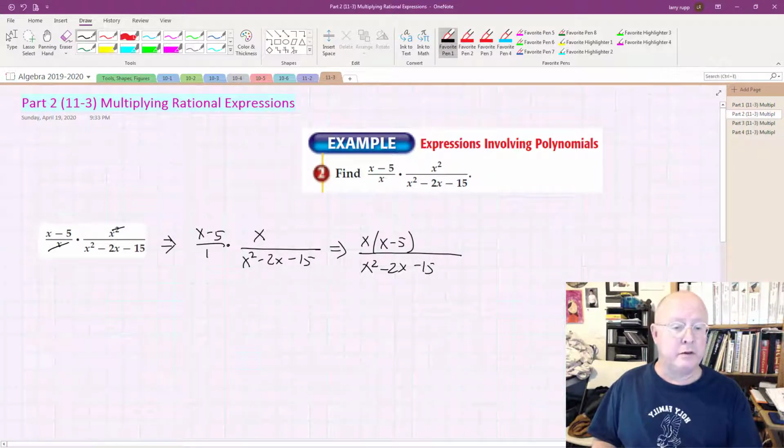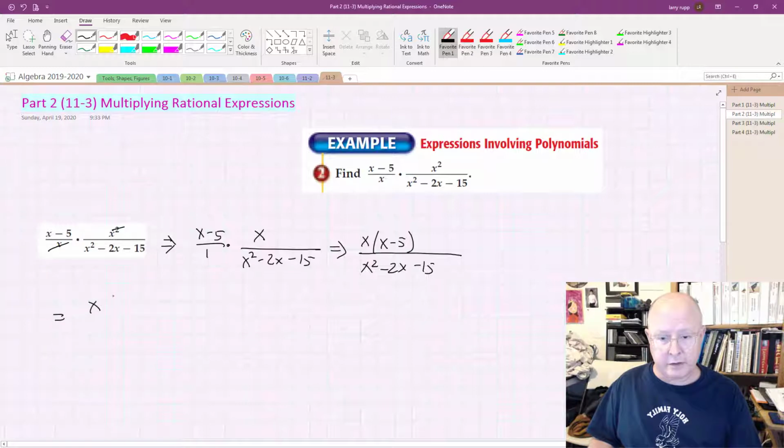Okay, so the polynomial here, we have to do what to? We have to factor it. So coming down here then, we have x times x minus 5 over, so what multiplied together gives you negative 15, and added together gives you negative 2? Think about that for a second.